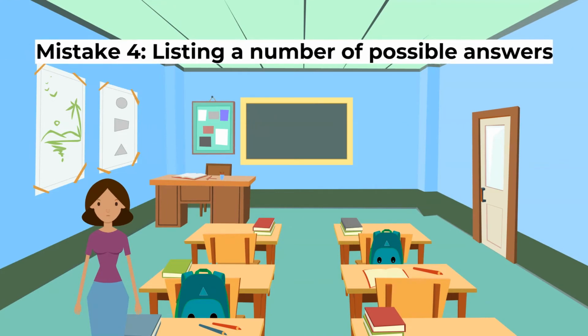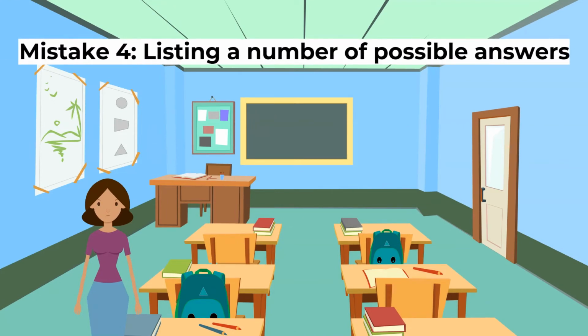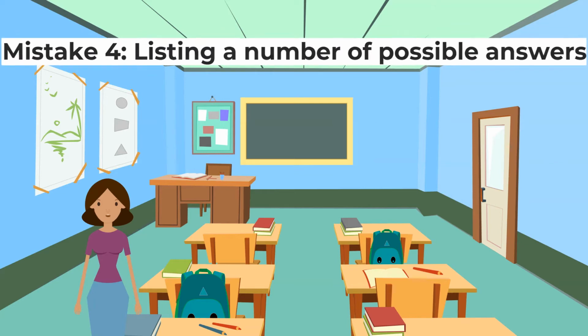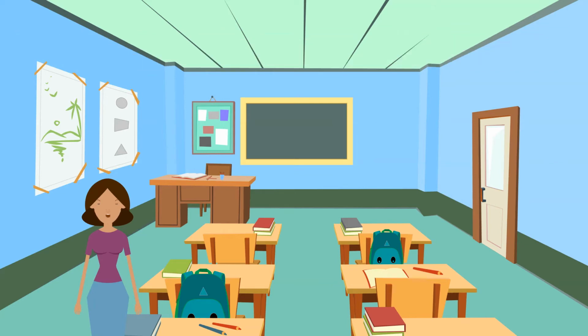Mistake 4. Listing a number of possible answers. When students don't know the answer to a question, they tend to list as many possible answers as they could find in the passage. Listing a number of possible answers is not a good idea. It will just waste your time. Our suggestion: if you don't know the answer to a question, you can attempt to guess by choosing what you think is a relevant section from the passage. But you should write down only one point, or more if the question asks for more.